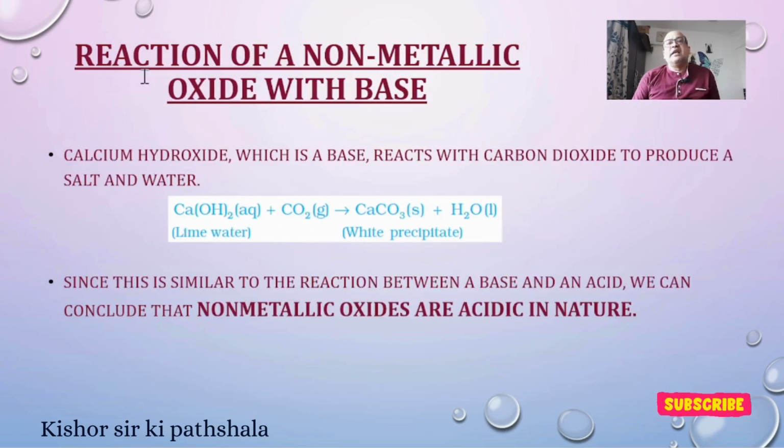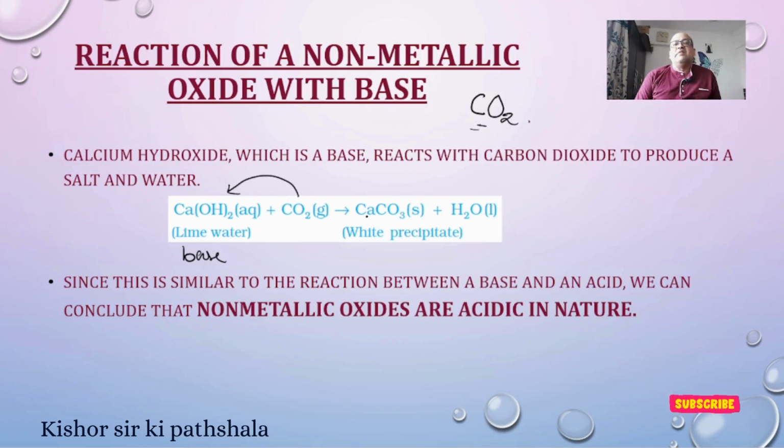Now let's see a reaction of a non-metallic oxide with a base. As a non-metallic oxide we can take carbon dioxide, since carbon is a non-metal. Let us react that with a base, calcium hydroxide. So now this reacts with this and we get what?